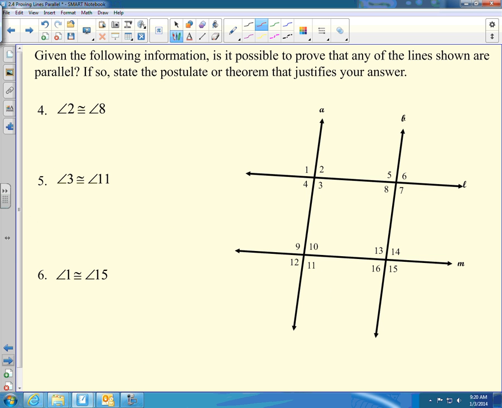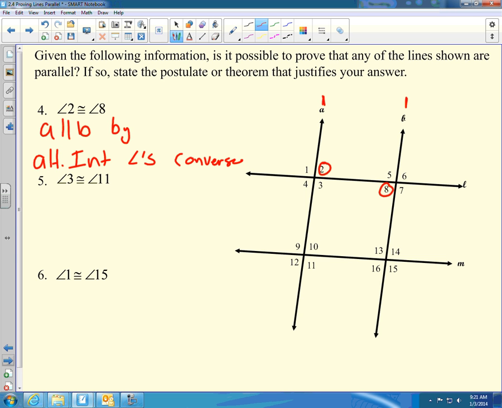All right, let's do another one. 2 and 8. So this is a different picture. 2 and 8, they deal with A and B. These are also alternate interior. So we can say A is parallel to B by alternate interior angles converse. I'm totally okay if you guys want to shorten those words like alt, int, and use the angle symbol.